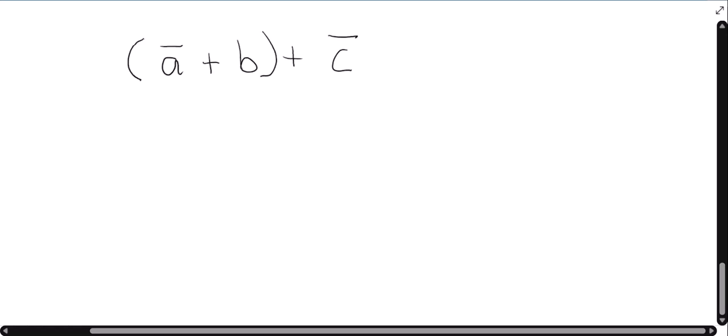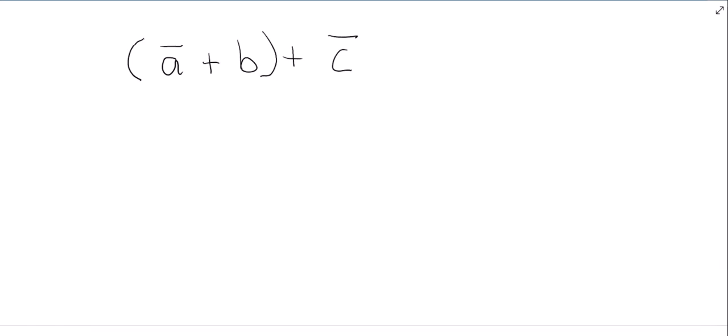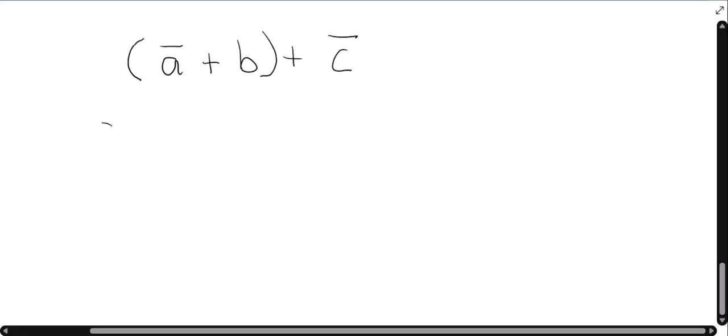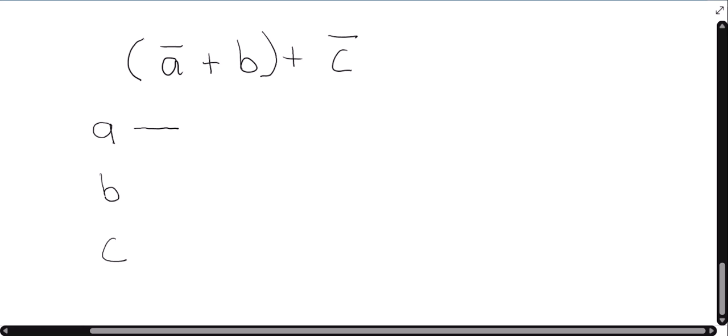Okay, so this is the circuit I want to draw. First I'm going to draw my circuit diagram. I have 3 inputs, A, B, and C. By the way, I'm going to try, but my circuit diagrams are usually quite messy. And for A, I want not A, and for C, I want not C.